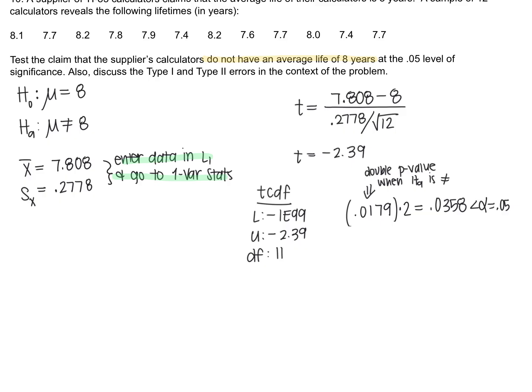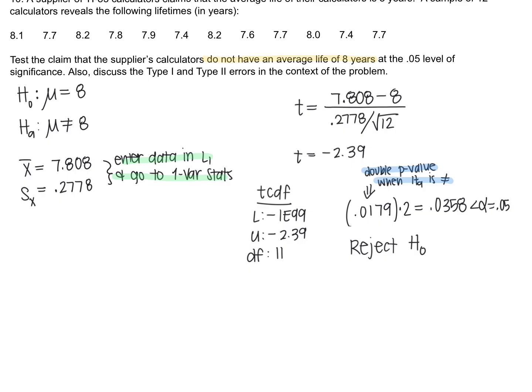And stuff like this is something that you can put on your sheet of notes. So things like how to enter your data into list 1 and find mean and standard deviation. When should you double your p-value? Those are perfect things to write on your sheet of notes. And then our conclusion is going to be reject. So if you're not comfortable with when to reject or fail to reject, write it down. So you reject the null hypothesis when the p-value is less than alpha, fail to reject when the p-value is greater than alpha.